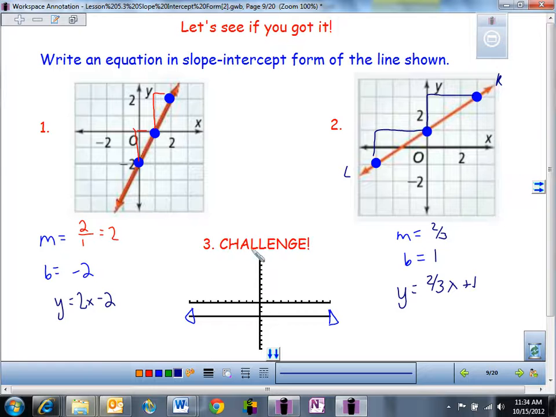Number 3 is a challenge question, and we'll talk more about this when I get back. So this is the y-axis, this is an x-axis.